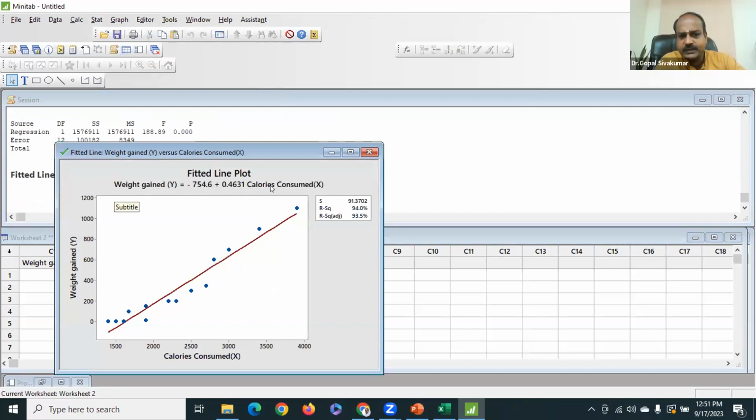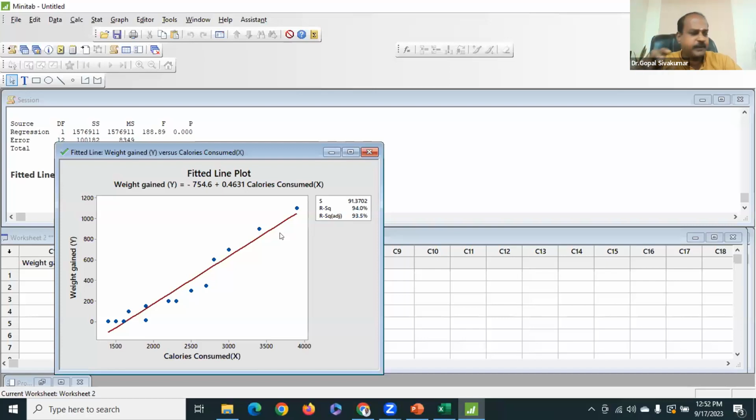Can you see your regression equation? Now weight gain Y equals 0.4631 multiplied by X minus a constant. What is the regression coefficient here? Can you tell me which one is called the regression coefficient, and how it is helping you? 0.4631. It's an average. For one unit of weight gained, it will be a 0.4 increase of calories. 0.4 units of calories increase.